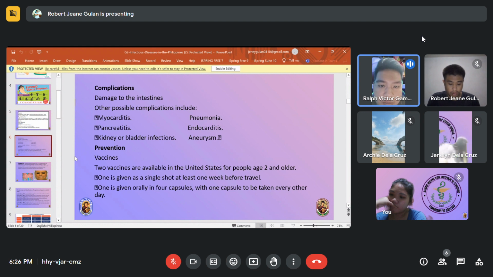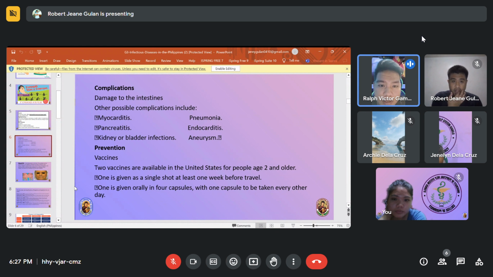The second possible complication is pancreatitis. Pancreatitis is redness, swelling, and inflammation of the pancreas. It may be sudden or chronic. The most common causes are alcohol abuse and gallstones, lumps of solid material in the gallbladder. The goal of treatment is to rest the pancreas and let it heal.